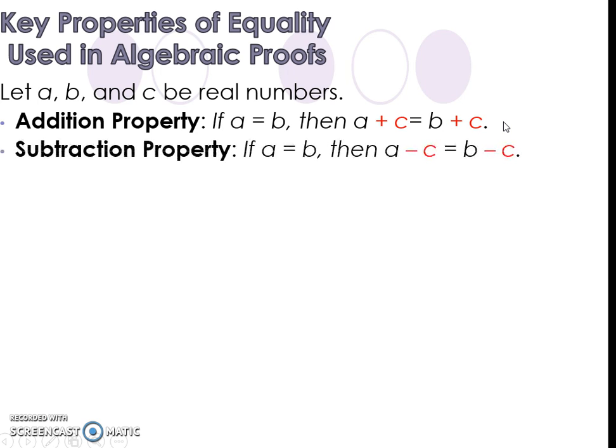The second property we need to know is the subtraction property of equality. If A equals B, then A minus C equals B minus C. If you subtract the same thing left and right, that's the subtraction property.